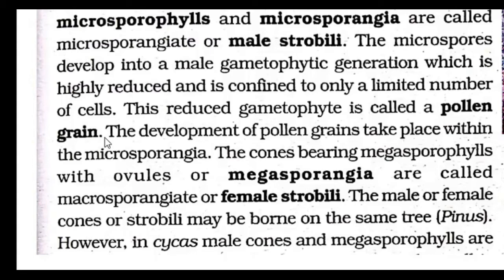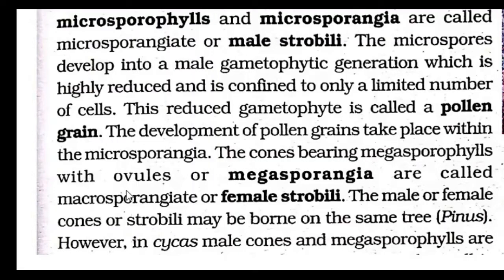This yellow powder on the tip of the finger, what is that actually? Pollen grains. So in the case of gymnosperms, when we are discussing heterospory, we discussed microsporophylls, microsporangia and then male strobili. And what did we say at the last? The reduced gametophyte is known as pollen grain. And the development of pollen grains takes place within the microsporangia.